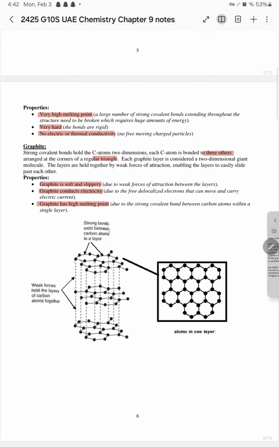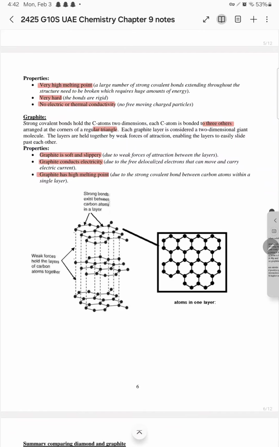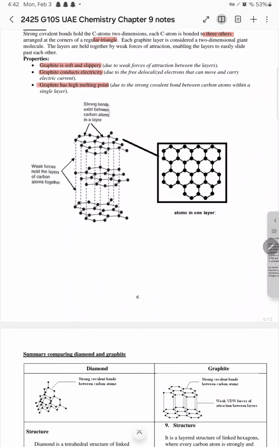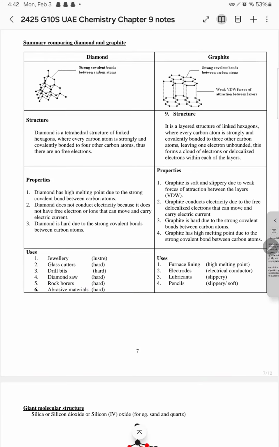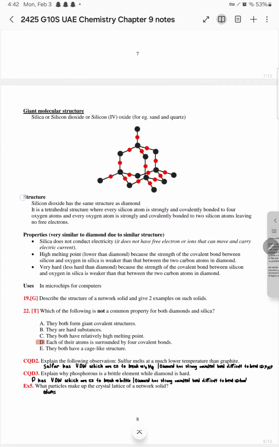Graphite, it's held with 3 in a triangular shape. It's soft, slippery, a good conductor of electricity, and has a high melting point. Why is it a good conductor? Since it's held with only 3, there's 1 left that's delocalized and it is just moving freely. And these are tables, you really need to read them. They're very important, these tables.